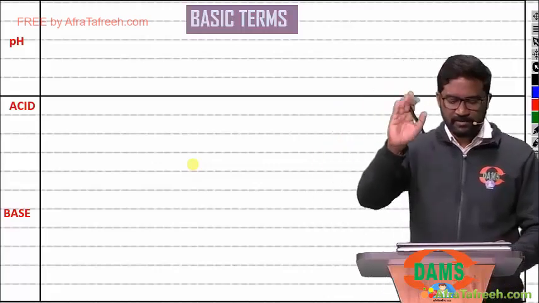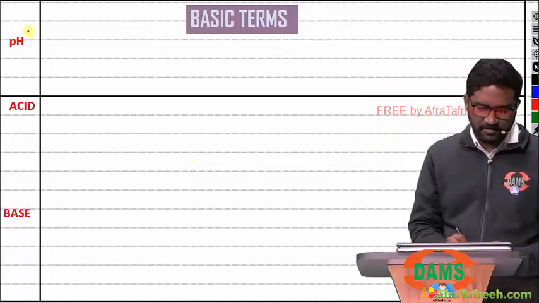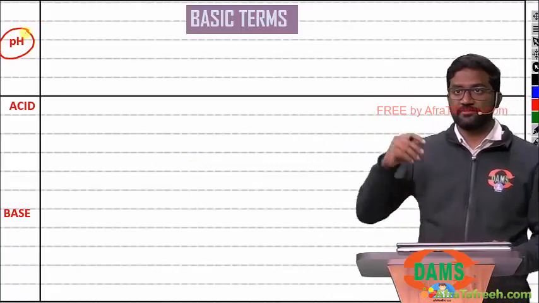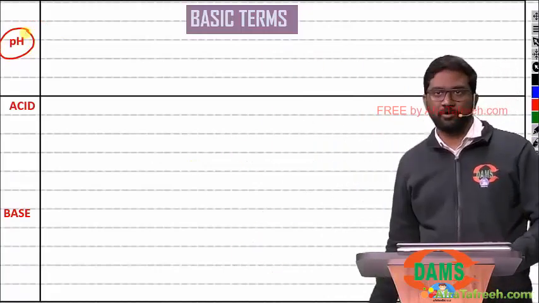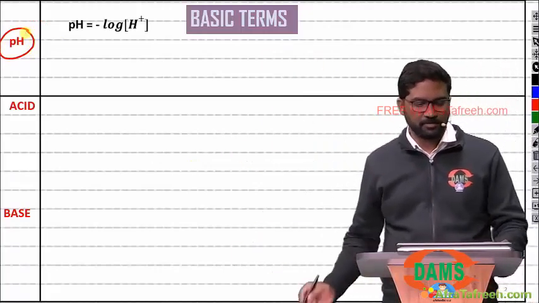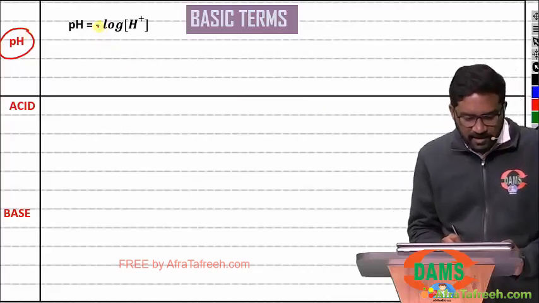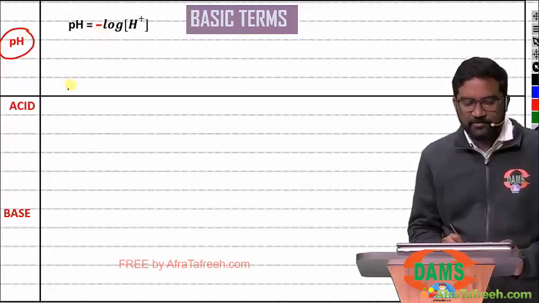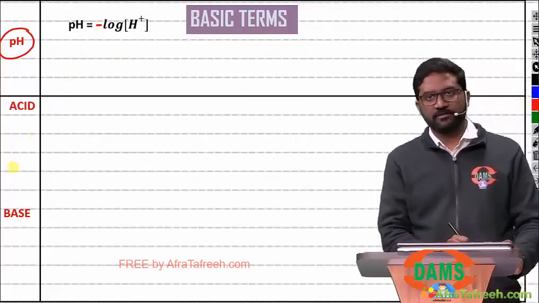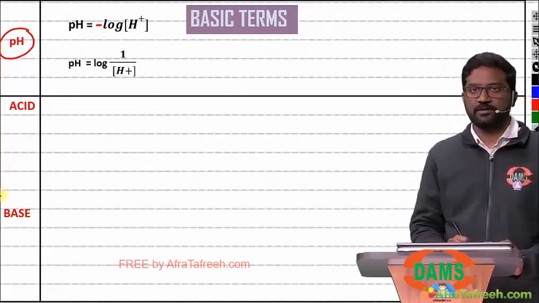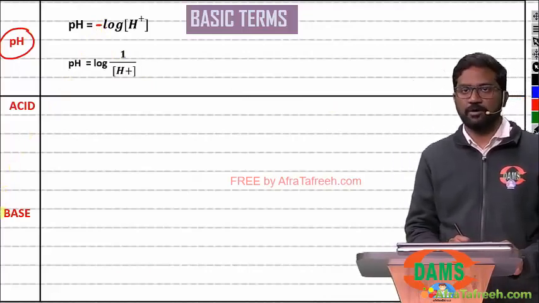Have you ever imagined what is meant by pH? pH in English means power of H plus. How much H plus is present in your body? So it is written as negative logarithm of H plus ion concentration. So this can also be written as pH is equal to log of 1 by H plus.